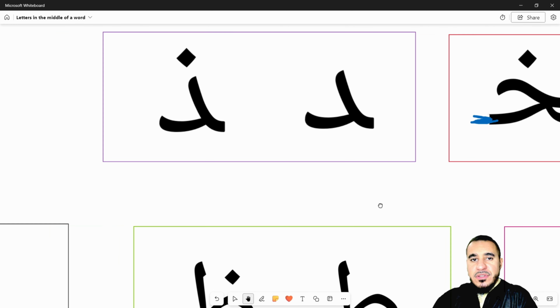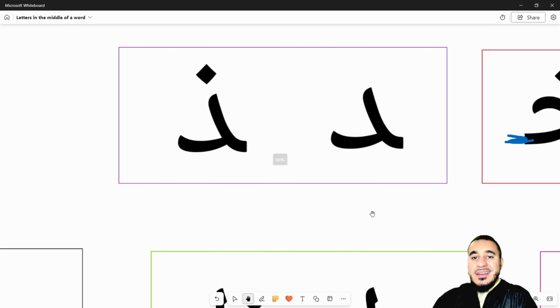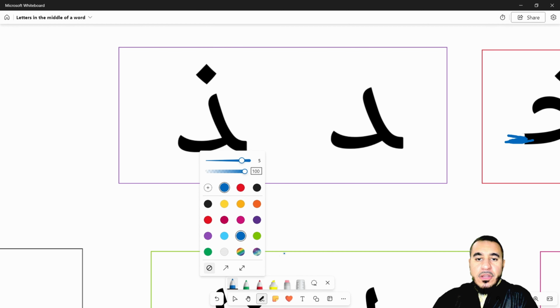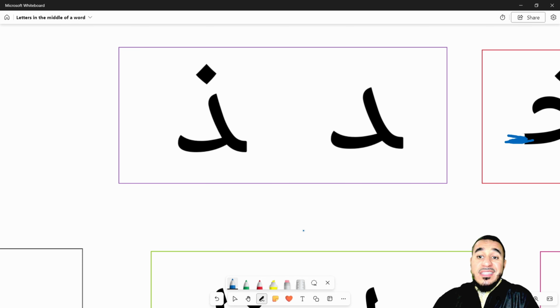So let's move on to the next two. We have the dal and the dhal. Okay, dal and dhal. So the dal, we looked at it when it starts, or it's the first letter in a word, and we said that the letter that comes straight after it cannot physically attach to it. Okay, the letter that comes straight after these two letters cannot physically attach to it. However, the letter that precedes it can physically attach to it.